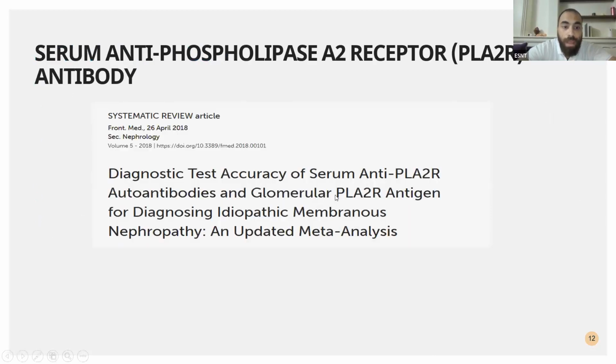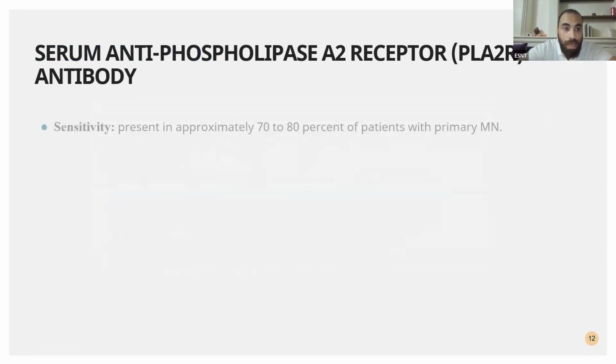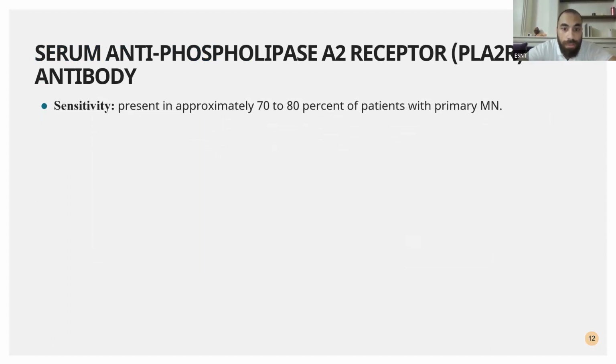We just noticed, and I wanted to share with you this systematic review about the diagnostic test accuracy of serum anti-phospholipase antibody and the glomerular phospholipase antigen for diagnosis of idiopathic or primary membranous. This is a meta-analysis. And you can imagine the sensitivity of the test reaching 80%, and the specificity is around 97%.